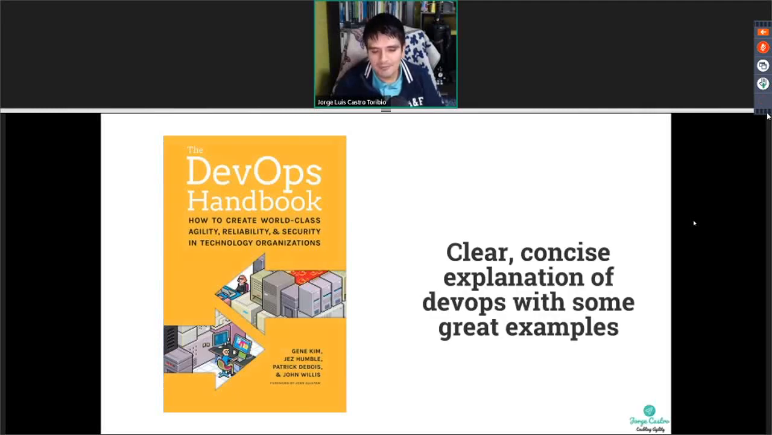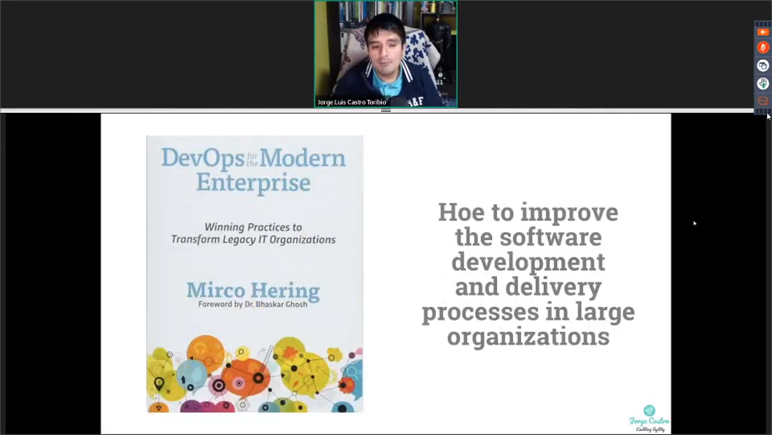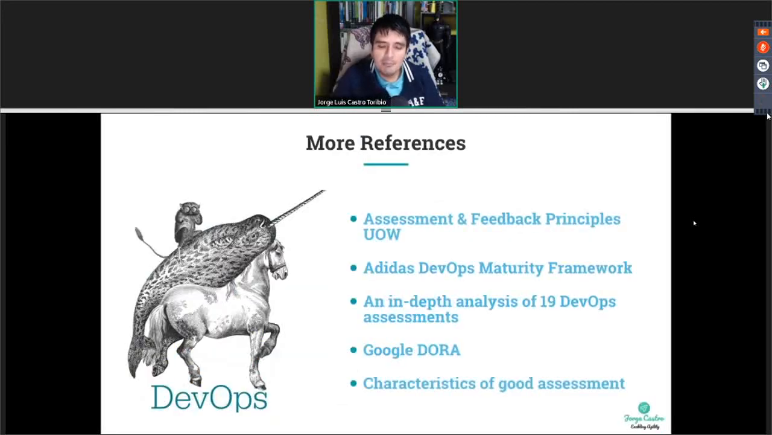The DevOps Handbook, a classic, you know that book. I think that is a very popular book that I recommend you to read. No matter what times, it's a very nice reading. This book from Microsoft also helped me to create my assessment in my teams. The DevOps for the modern enterprise. It's a quite important book about processes in large organizations and how you can deliver at scale. As I said, I put the references here.